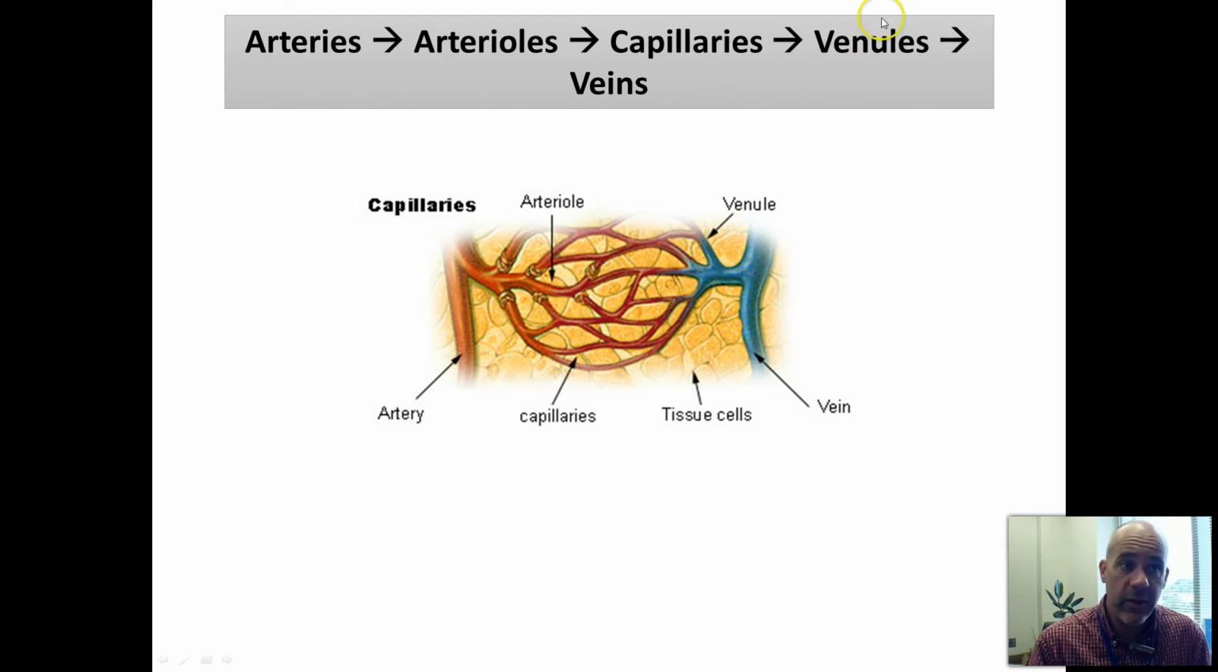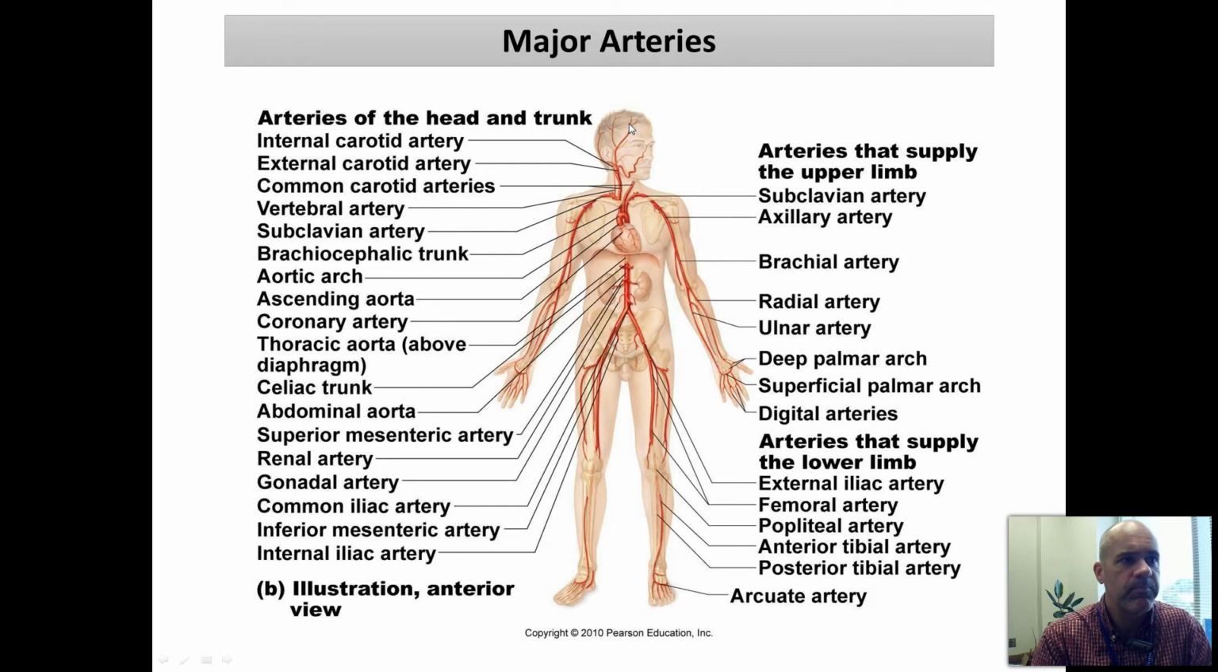The blood becomes deoxygenated. It picks up wastes from the tissues. It then enters venules. Those are the smallest, tiniest veins. Those then connect into the larger veins, which converge into the biggest veins that bring that blood back to the right atrium of the heart. So you always have that one-way flow of blood.